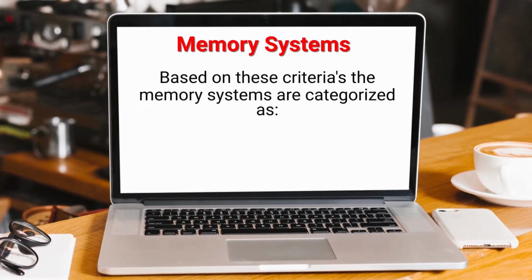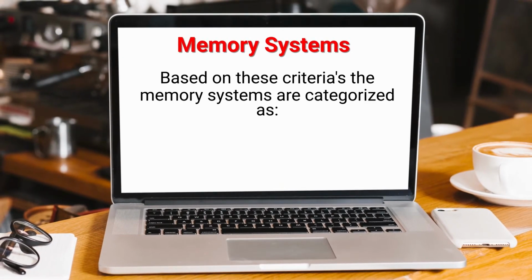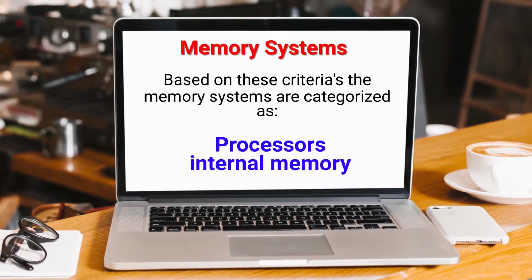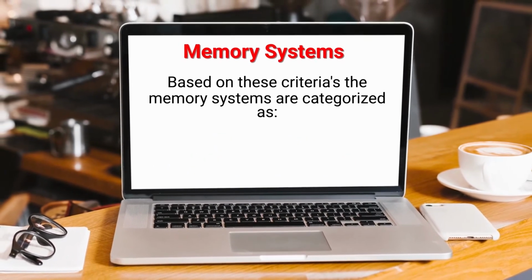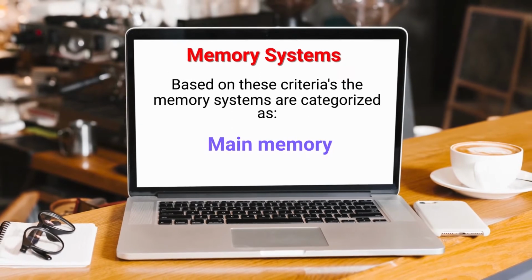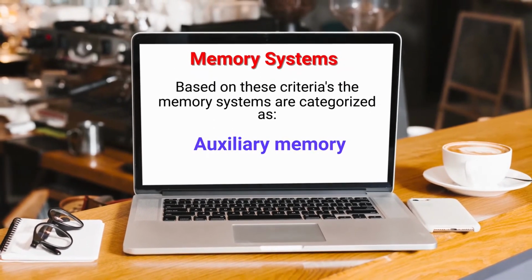Based on these criteria, we divide our memory system into different categories. Firstly, the processor's internal memory. Secondly, the main memory. And thirdly, the auxiliary memory. Each has its own strengths when we talk about the devices within these categories.